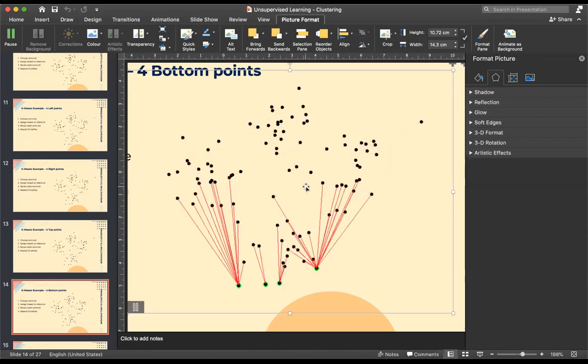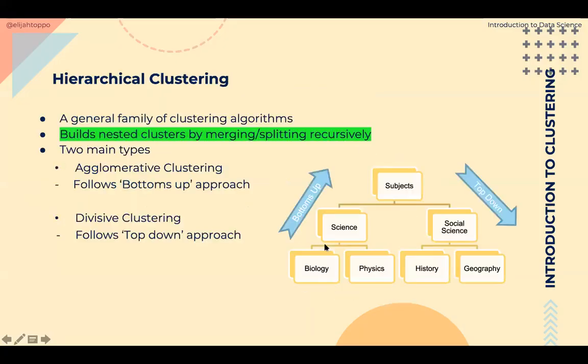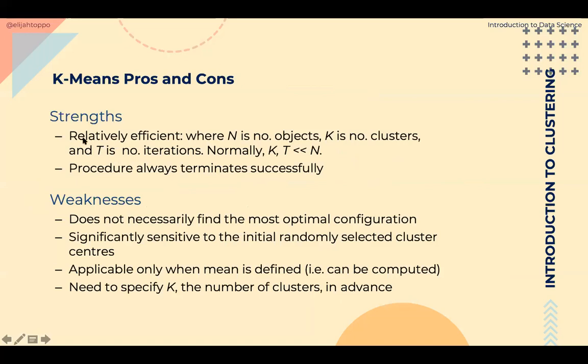So here we see basically the advantage. That is, it is relatively efficient. Okay, so even if there are n data objects and there are k clusters for t iterations, your k and t are generally very small compared to n. Okay, you will have very few clusters, and for those few clusters you will have very few iterations. Okay? So that is one advantage of K-means.